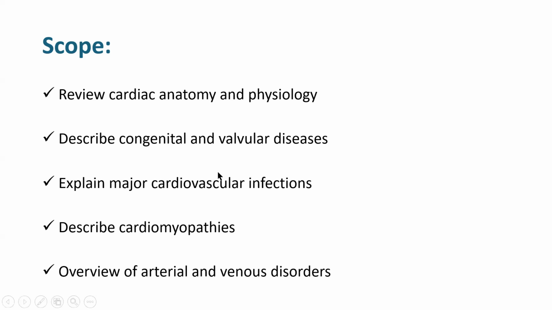We are going to cover the major cardiovascular infections. So even the heart, the same way the body can have infections, the heart can be infected. And then you're going to describe what cardiomyopathies are, the three types of cardiomyopathies, and then check the overview of arterial and venous disorders. I'm going to take a very short time. Within the next 1 hour, I'll be done.